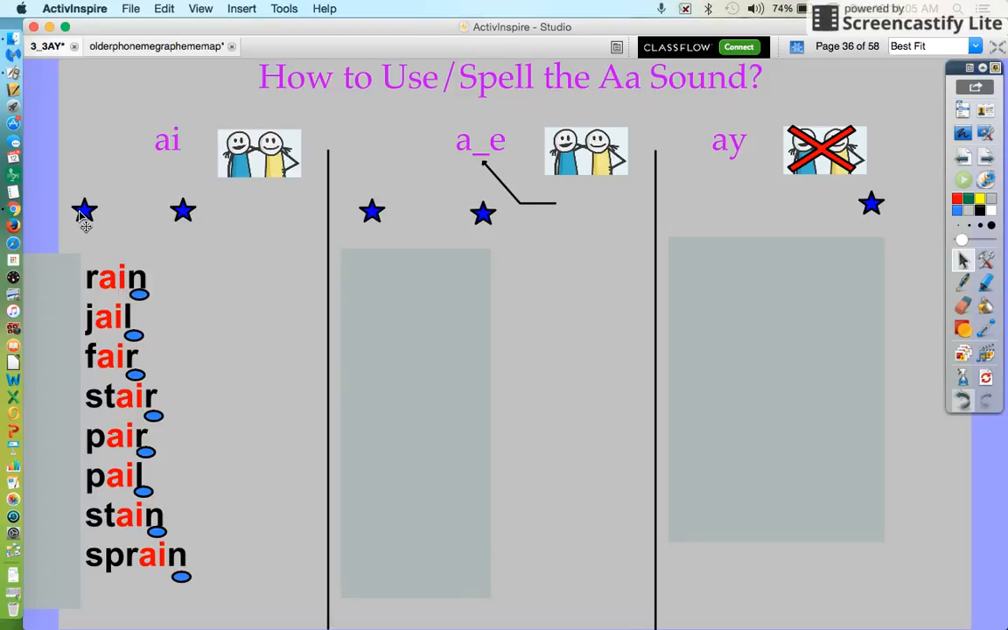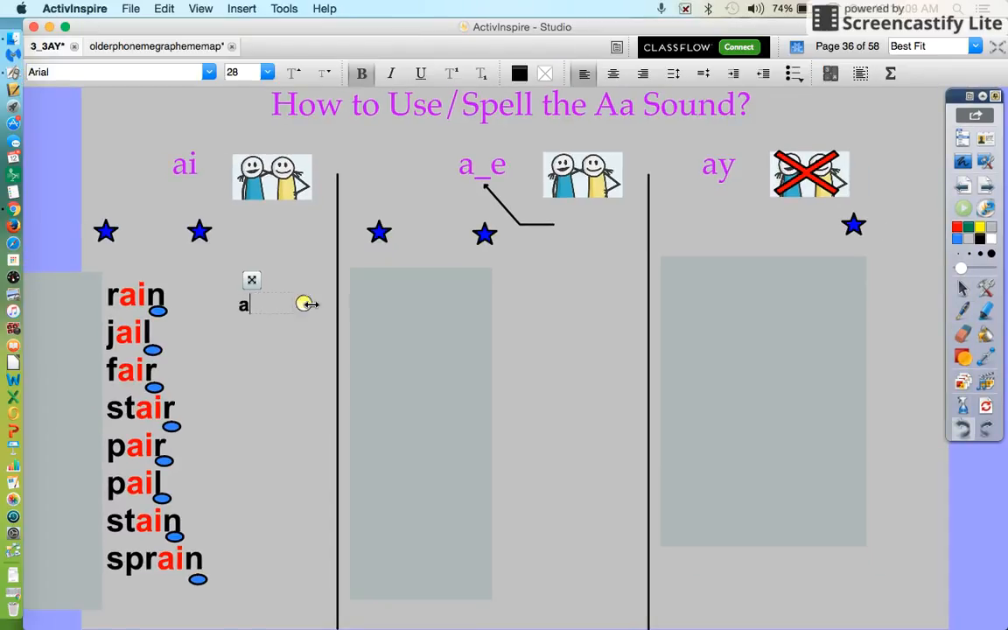Remember, they can be at the beginning. For instance, in the word ale. Ale is whenever you are sick. You are ailing. See, we have A at the beginning, and we also have a letter friend. Therefore, ale fits the AI rule.